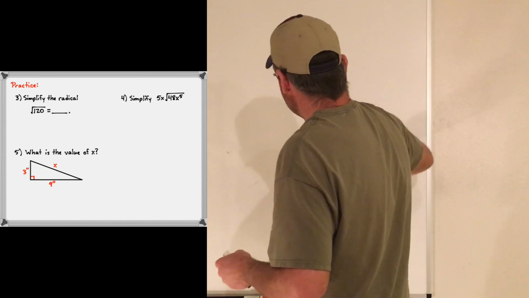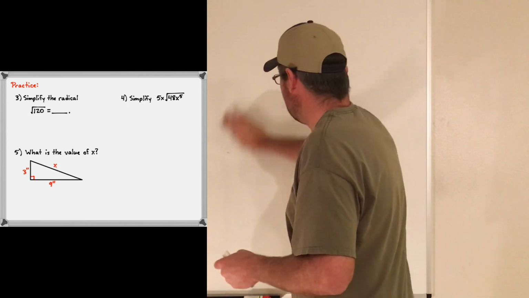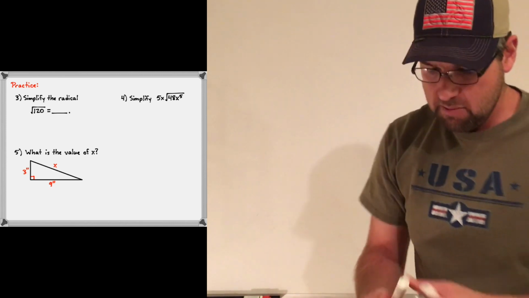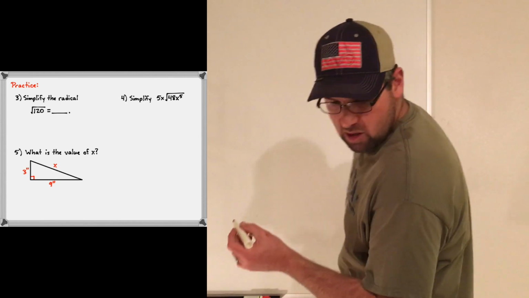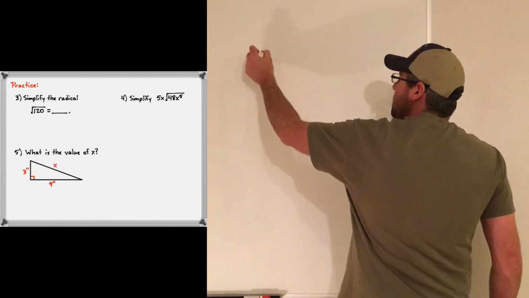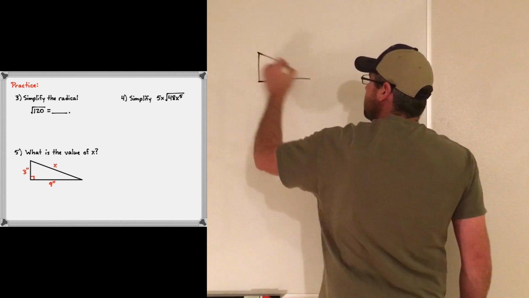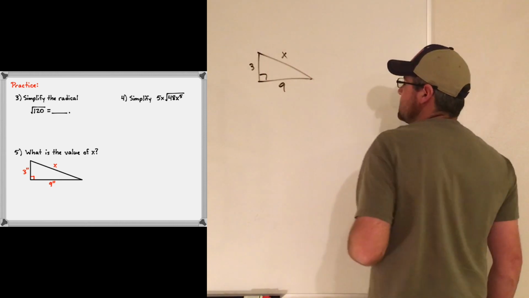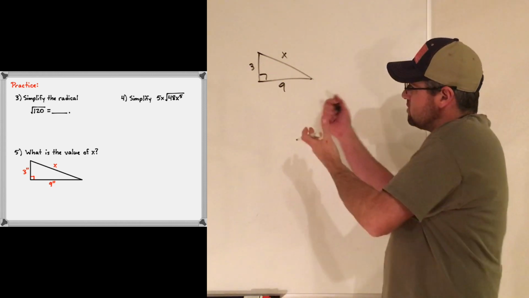You should have seen this in the past, and if you haven't, we're going to go back over it later when we get closer to the end of the year. It's going to be a very important thing. But we're looking for the value of x, and we have a right triangle with a 3, a 9, and an x. So there's no radicals. I don't see any radicals here.